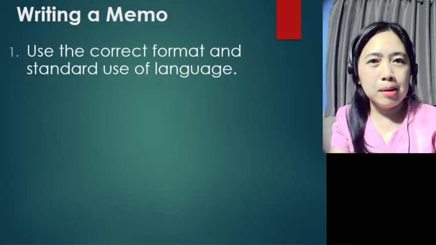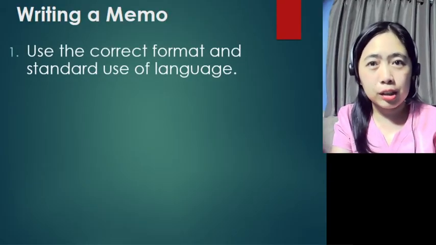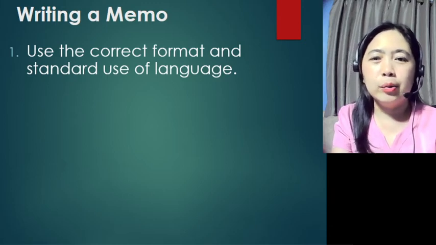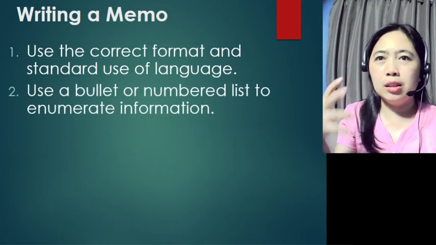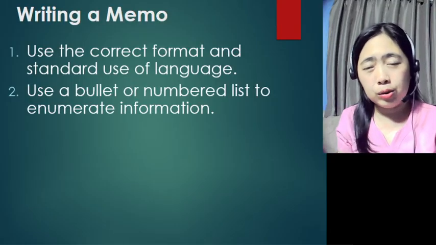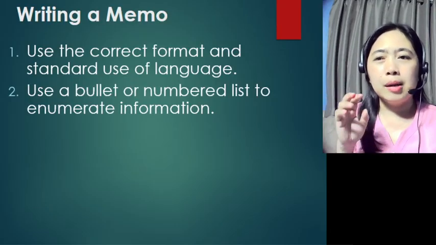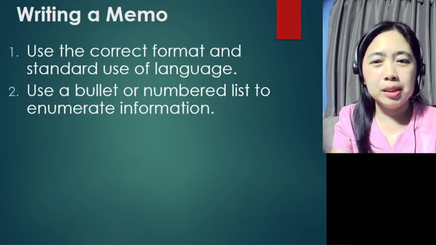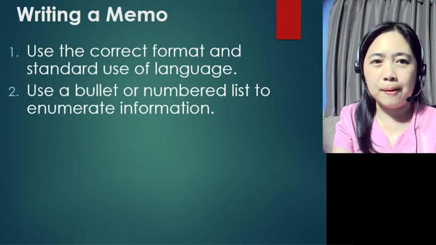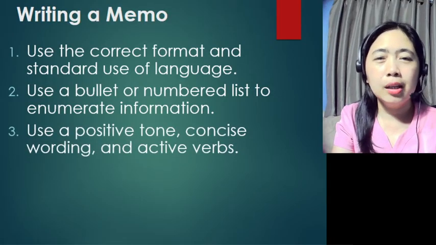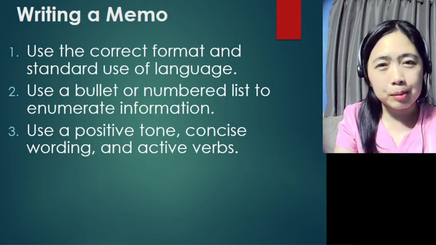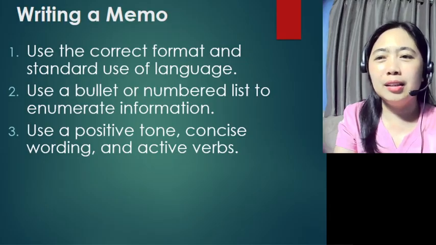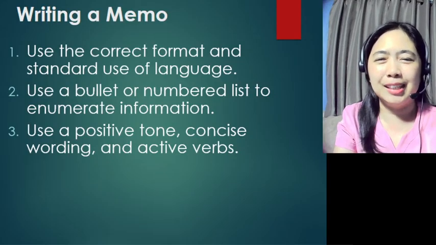So writing a memo, we also have to follow a certain structure and format. We need to have the correct format and standard use of language. If you use American English, then the rest of the words should be American English too. Use a bullet or numbered list to enumerate information. Use a positive tone, concise wording, and active verbs. Hopefully for the next video, I can teach you other active verbs, or action verbs, that are very helpful in our writing.